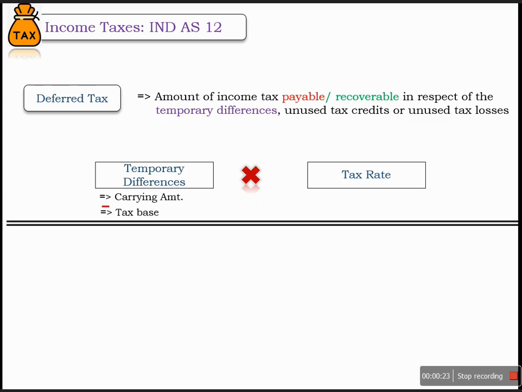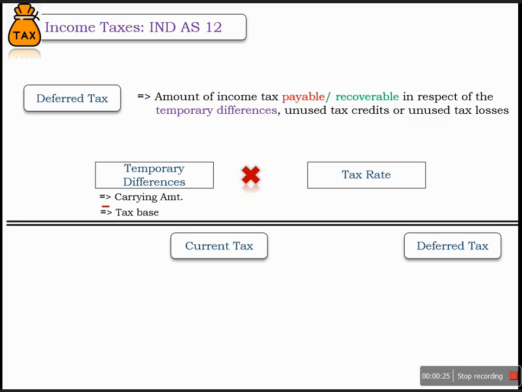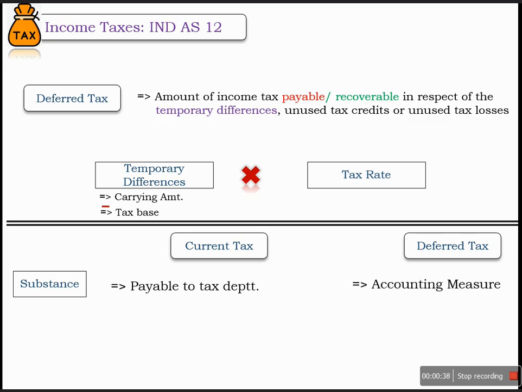If we look at the differences between deferred tax and current tax, there are three major differences. First is of substance: current tax is the actual amount payable to tax authorities in respect of the current year, while deferred tax is an accounting measure that reduces the distortion of the result in respect of the tax effect on the current year transactions and events that have occurred.